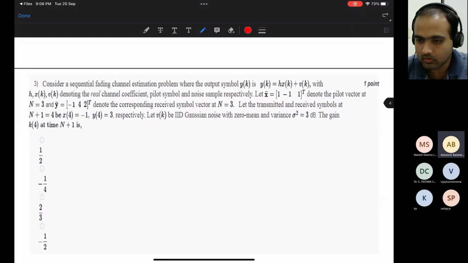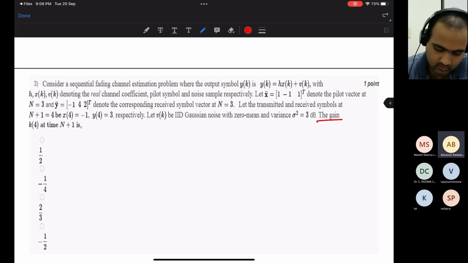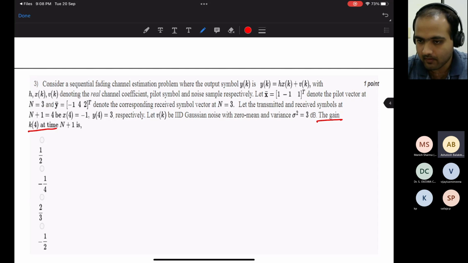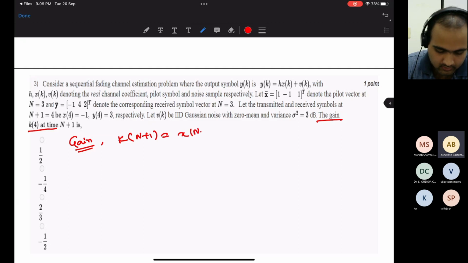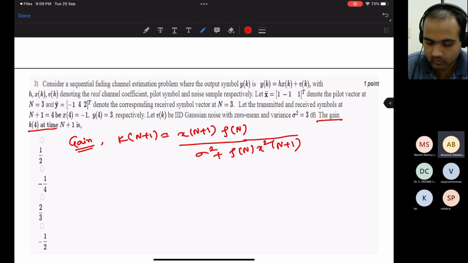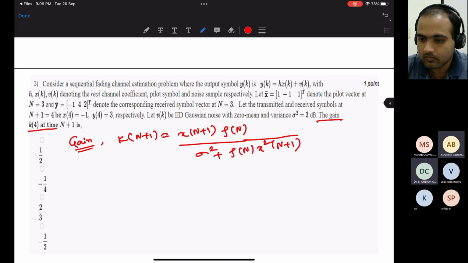This problem is also based on the above two problems, and we are asked the gain at K4. What is the formula of gain? K n+1 is x n+1 rho n divided by sigma square plus rho n times x square n+1. This is the formula of gain in sequential estimation.